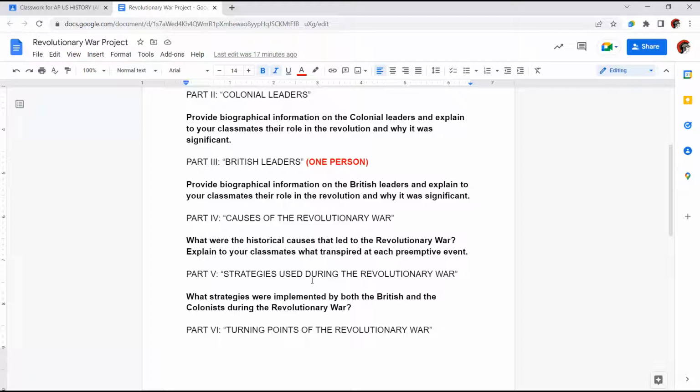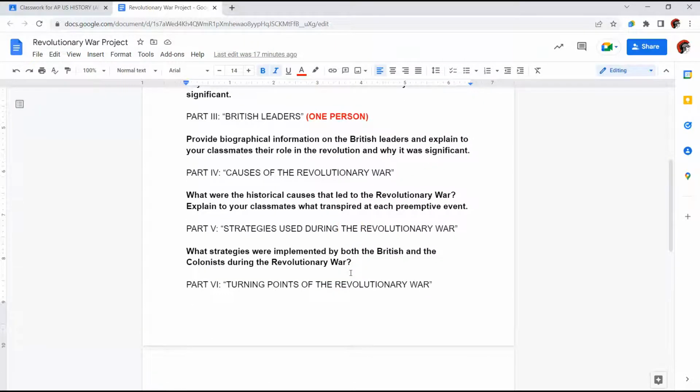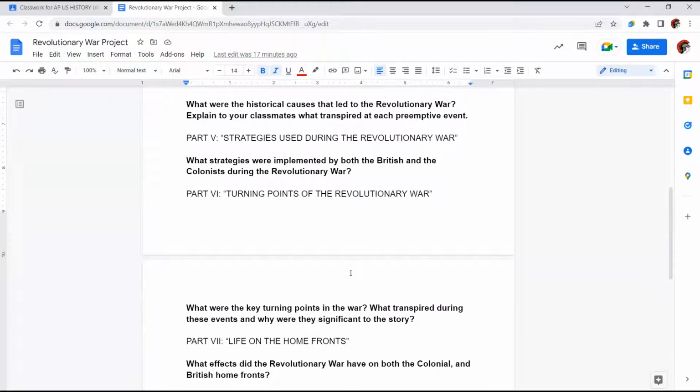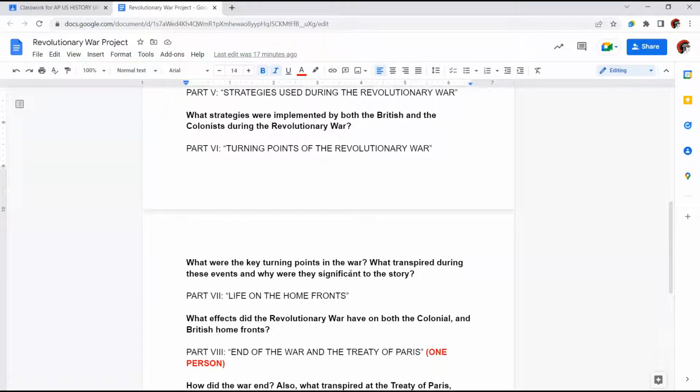Part 5, strategies used during the Revolutionary War. What strategies were implemented by both sides, okay, in terms of more of my bomb and bullet military history vibe, if you're into that. Part 6, turning points of the Revolutionary War. What were the key turning points of this war and what transpired during each of the events? And then part 7, life on the home fronts, meaning the everyday people who were living in the colonies, people living in Britain, how did that affect them?